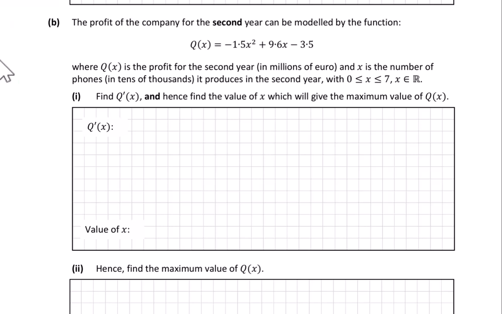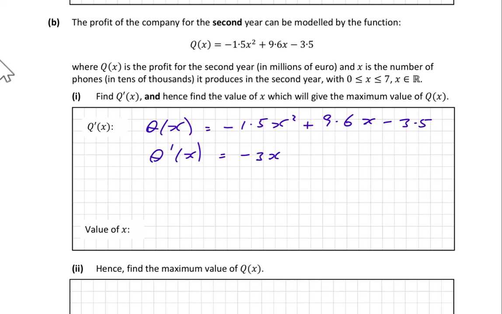So if we have q of x is equal to minus 1.5x squared plus 9.6x minus 3.5, we have to differentiate. So bring the 2 down, multiply it by the minus 1.5, that's minus 3x, reduce the power by 1 to 1. Take the 1 here, multiply it by the 9.6, so that's just 9.6, reduce the power by 1, so that'll give you 0. x to the power of 0 is just 1. If you differentiate 3.5, you'll get 0.